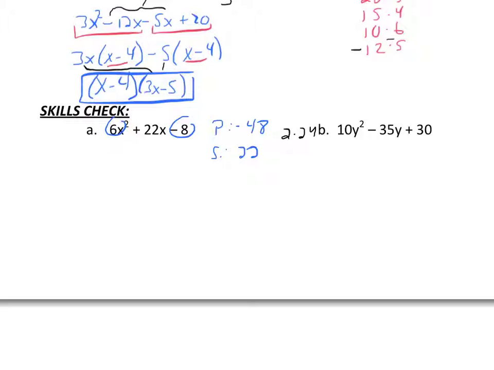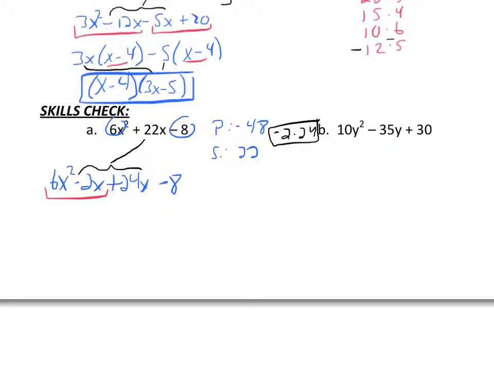Now notice that we have to have a negative 48, so one of those numbers has to be negative. And we want a positive 22, so if I make that a negative 2, together it gives you a positive 22. So we'd rewrite that as 6x squared minus 2x plus 24x minus 8. Now a reminder, be very conscious of whether or not you have the proper result when you add them together. Negative 2, positive 24 gives you a positive 22.